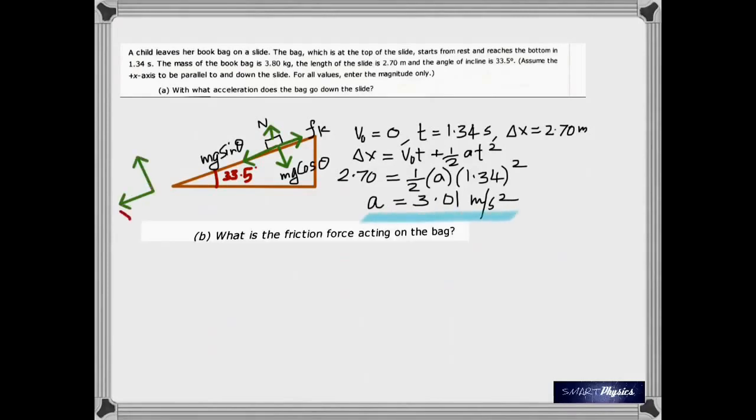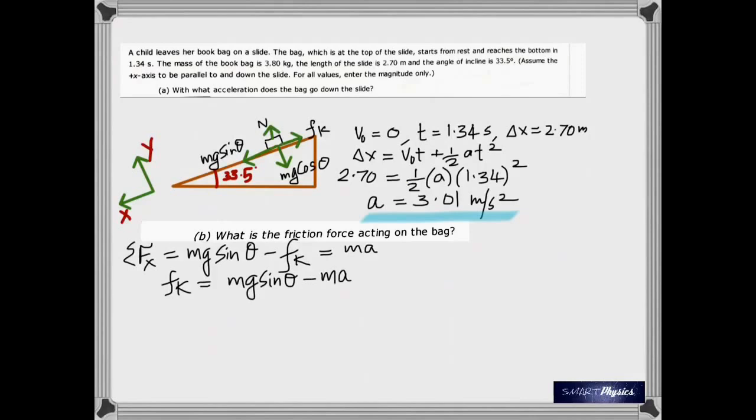In the second part, you are asked to find the friction force acting on the bag. That's the x, that's the y-axis. Taking the net force along the x, you see there's mg sine theta down minus fk up should be equal to mass times acceleration. That is Newton's second law. Net force is equal to mass times acceleration. Make fk the subject, becomes mg sine theta minus ma.